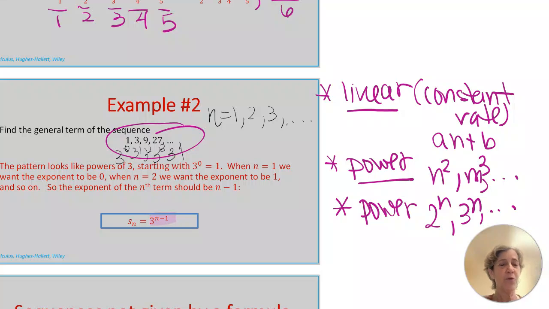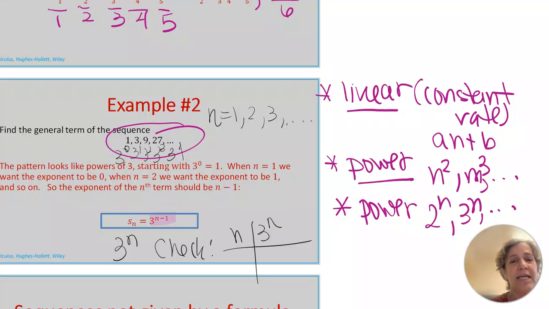When you're coming up with your own formula, you can always check it, and sometimes you're not going to get the right answer on your first thought. So check it and then edit it. For example, if you thought this was 3 to the n, you would check. I would use a table. If n is 1, you get 3, and you can see that's not right. I need to start at 1, and you would make some sort of adjustment.